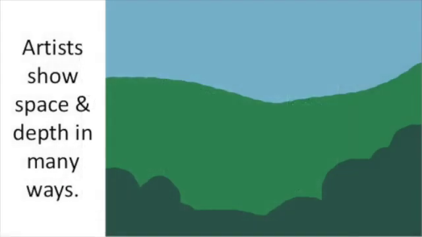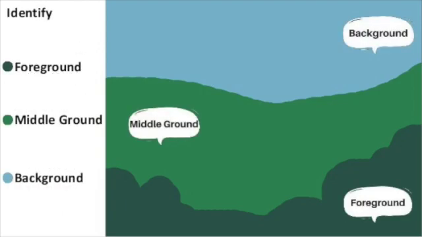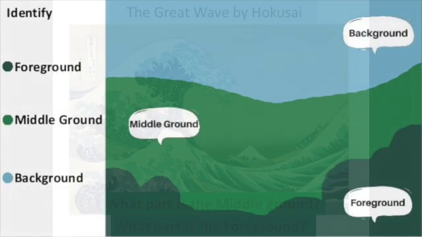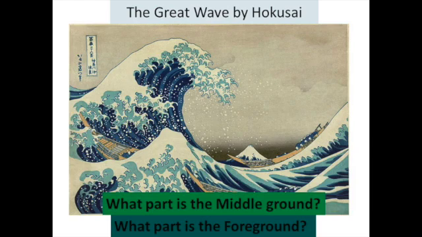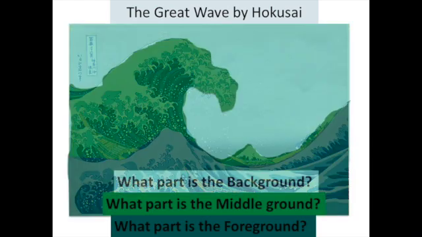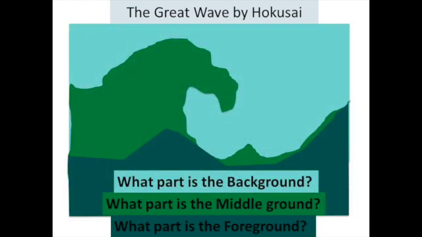And the middle ground is in between the foreground and the background, which makes sense. That's why it's called middle ground. And then way in the back, it's called the background, and that's the furthest away from us. And everything is going to be smaller and duller in color and have less detail.